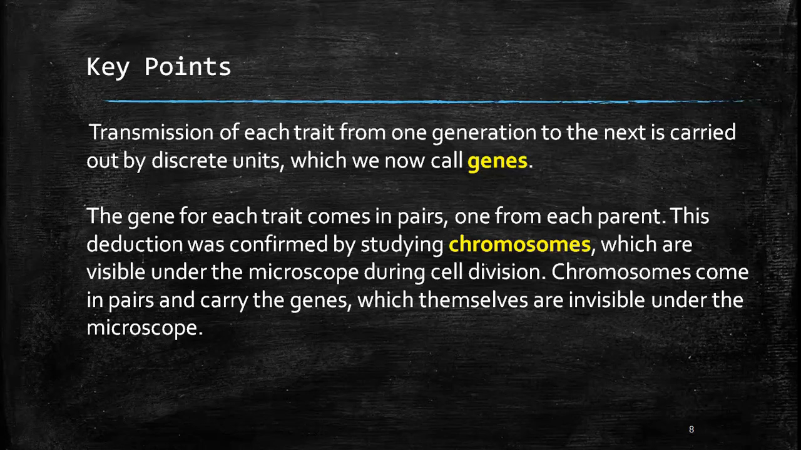Transmission of each trait from one generation to the next is carried out by discrete units, which we now call genes. The gene for each trait comes in pairs, one from each parent. This deduction was confirmed by studying chromosomes, which are visible under the microscope during cell division. Chromosomes come in pairs and carry the genes, which themselves are invisible under the microscope.